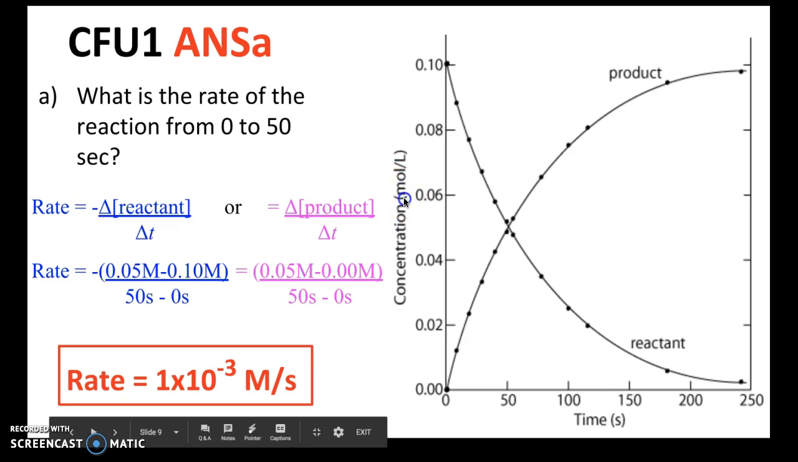The y-axis is in molarity, the concentration is in molarity because it's moles per liter. And the x-axis is in seconds, so it's going to be molar per second. You have to include the units for rates.